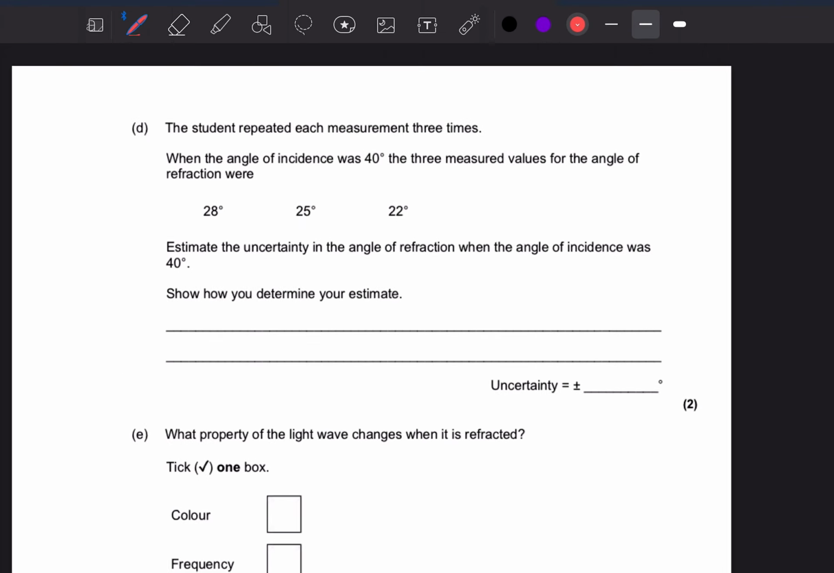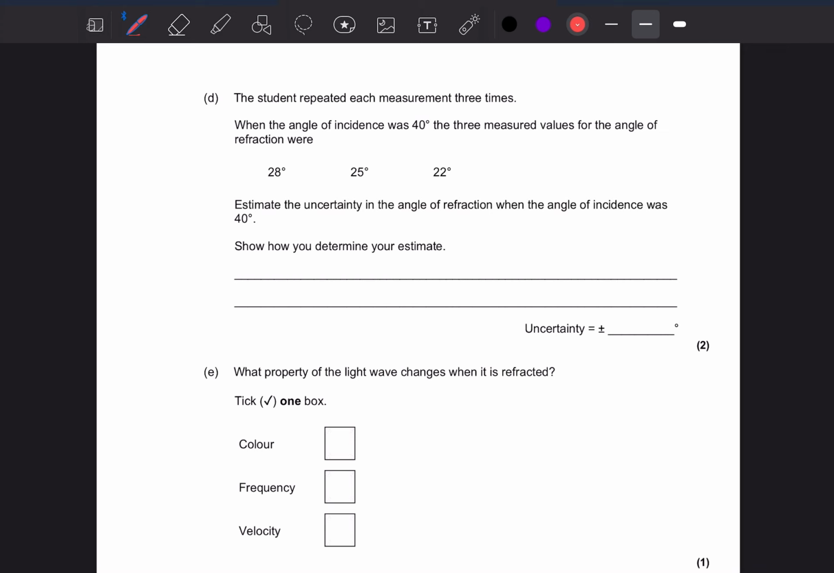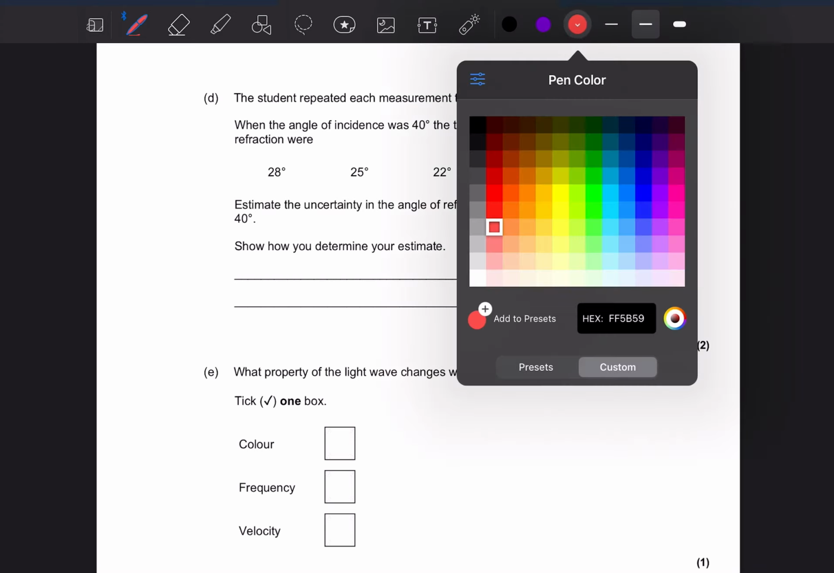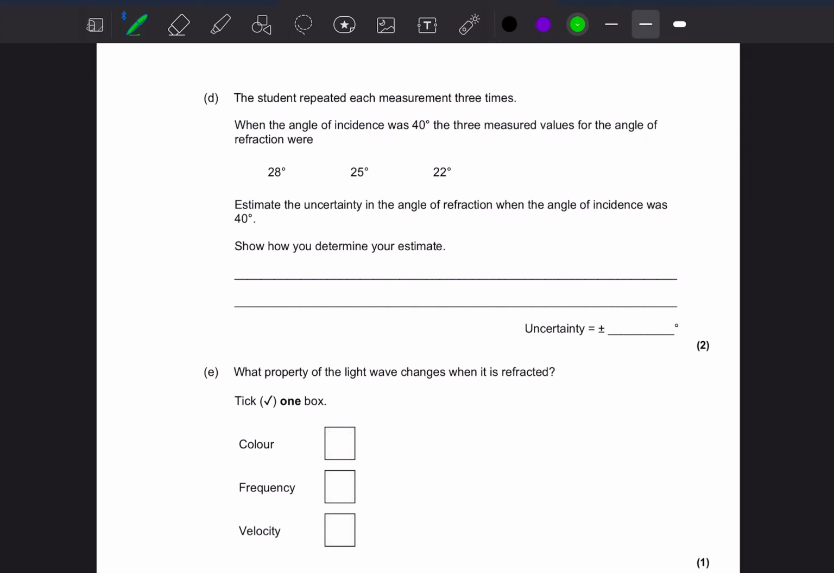Okay, D. The student repeated each measurement 3 times. When the angle of incidence was 40, the three measured values of the angle of refraction were 28, 25, and 22. Estimate the uncertainty in the angle of refraction when the angle of incidence was 40 degrees. So, remember, I said this earlier, uncertainty is range divided by 2.